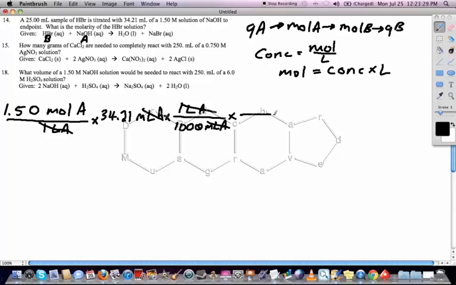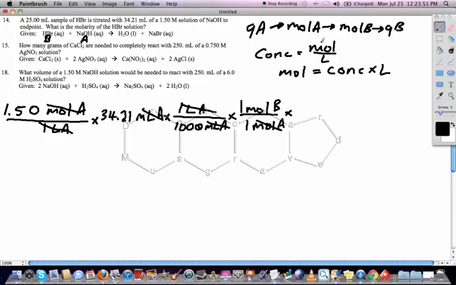My next step is to go to moles of B. To do that, I'll need the stoichiometry of the reaction. I know that 1 mole of B will react with 1 mole of A. And the moles of A is going to go on the bottom, so it cancels with the moles of A here. Now what I've got is moles of B. So this is where I'm at now in the flowchart.